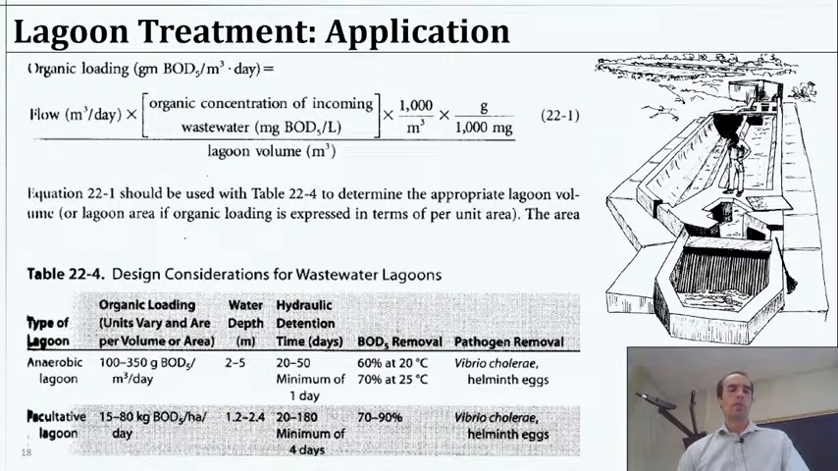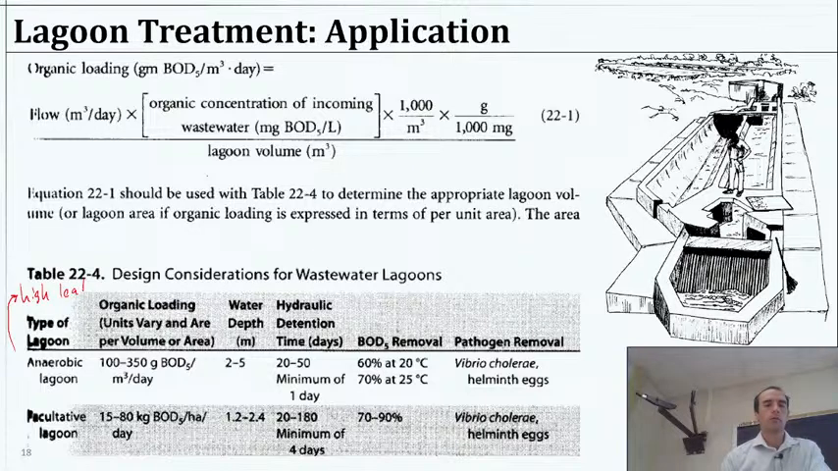So we've got table 22.4 from our book. It's giving some typical values here. So we have two different types. We have the anaerobic and the facultative. And so the organic loading we can handle for anaerobic would be 100 to 350 grams of BOD5 per cubic meter per day. So this is the high loading condition. If you recall, these are typical for high loading. And that's why we see those values much larger than the 15 to 80.